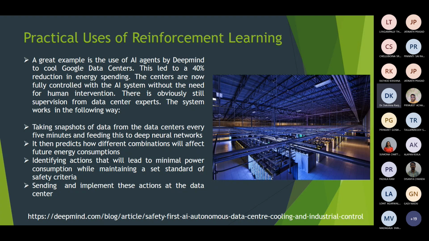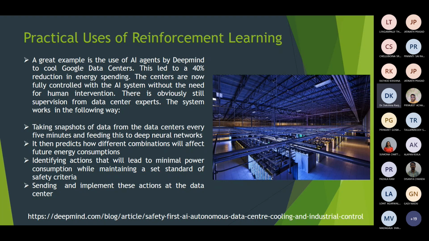Now, how does this DeepMind AI tool reduce the energy consumption by 40%? This is a substantial reduction. Whenever we reduce the energy consumption, we basically save cost, we save our money. With that thought, Google developed DeepMind to reduce their cost by reducing the energy consumption by 40%. So how is this done?